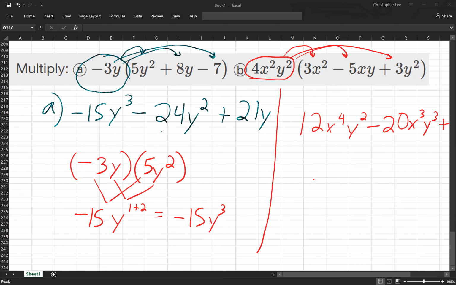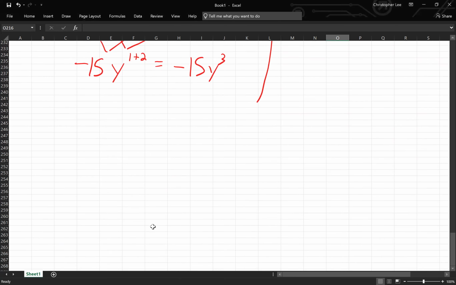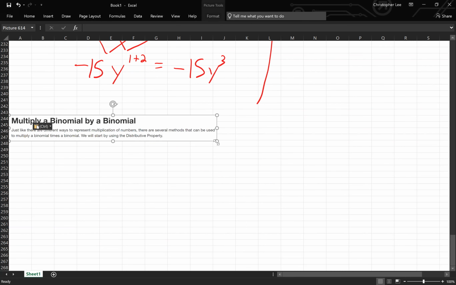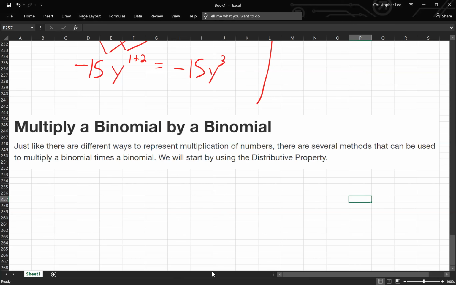So I'm going to change it up just a little bit, but this is going to look very familiar to a lot of you. I want to multiply a binomial by a binomial. Just like there are different ways to do multiplication of numbers, there are several methods that can be used to multiply a binomial times a binomial. We start by using the distributive property. Let me give you an example real quick.